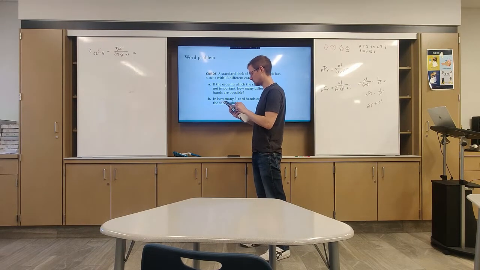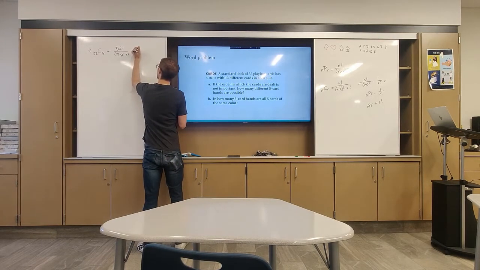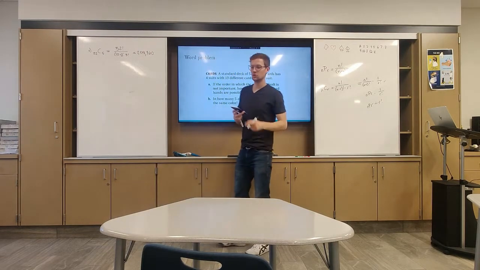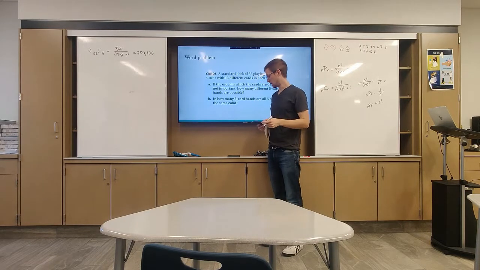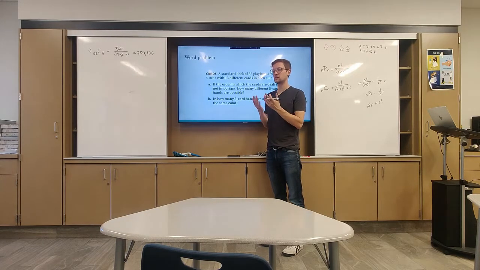I'll do 52 and then press that button and 5. And I get 2,598,960 different unique hands. Remember, I don't care about the ordering. I only care about the different distinguishable hands.